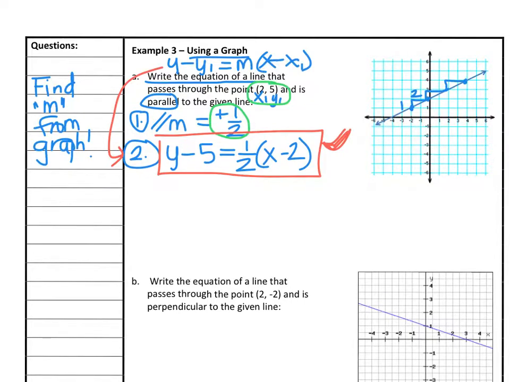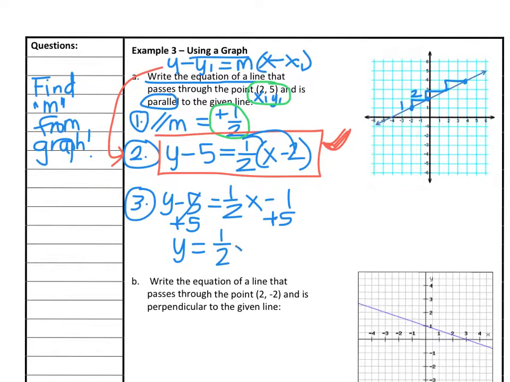If we needed to get it into y equals mx plus b, let's just practice that one more time. Step 3, we would go ahead and distribute that 1/2, and we would write y minus 5 equals 1/2 x. 1/2 of negative 2 is negative 1, and then add the 5 to both sides, canceling out the 5s, getting y equals 1/2 x, and then that gives us a plus 4. Okay, so those again are exactly the same equation, just two different formats. But this one would have been just fine if it was free response. This one you might need for multiple choice.